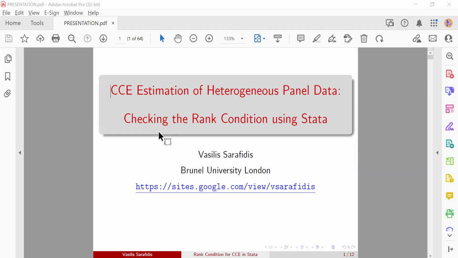I am Professor of Finance at Brunel University, London, and today I would like to present you a method designed to test the so-called rank condition for the Common Correlated Effects estimator. This estimator was proposed by Pesaran in 2006 for heterogeneous panel data models with latent common factors.